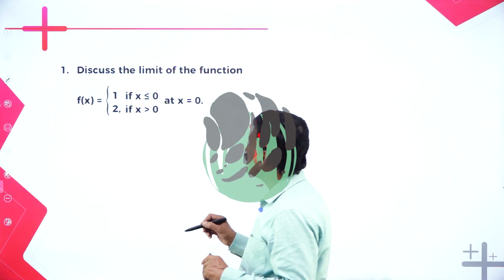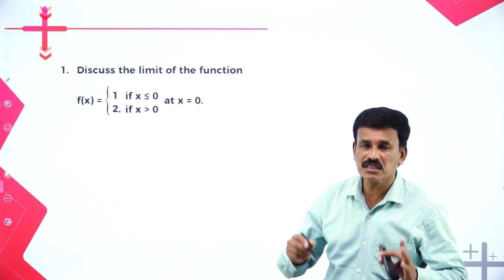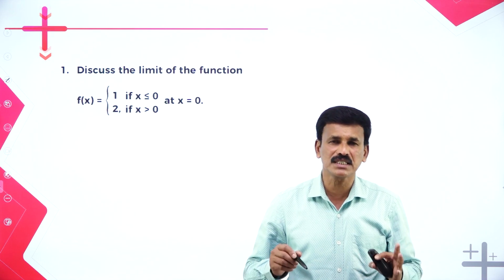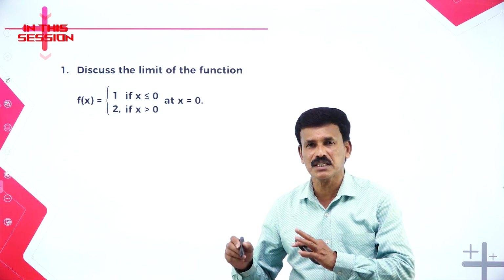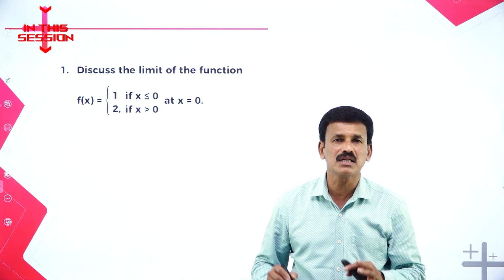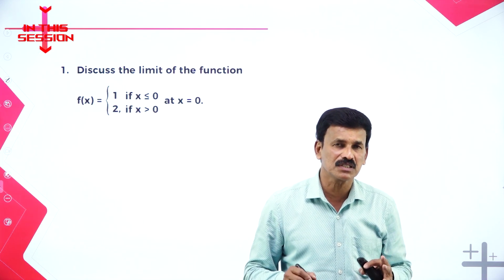To verify whether the limit for this function exists or not, just find out the left hand limit and right hand limit. If the left hand limit and right hand limit at that particular value are equal, then we say that the limit of a function will exist.